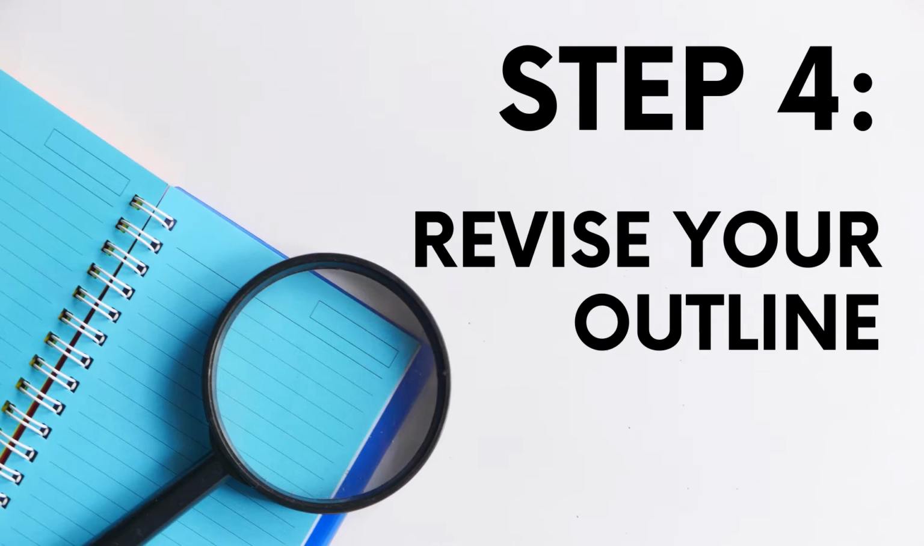The fourth thing is to revise. You will want to revise your book title, the chapter titles, and the sub-chapter titles to make sure that they are appropriate. Now, there are different ways that you want to outline your book, but just make sure that you keep it short and simple.